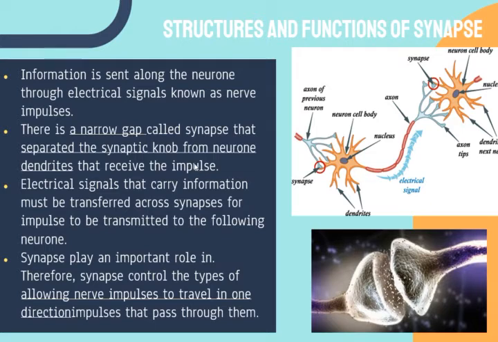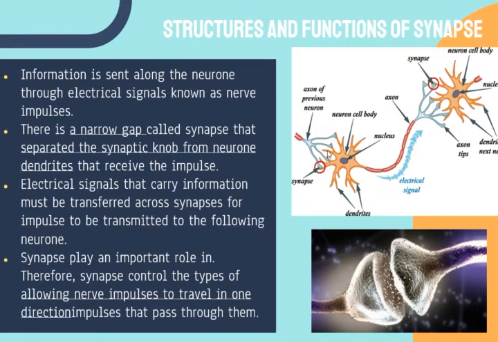So what is a synapse? It is a narrow gap between the synaptic node and the dendrites of the other neuron. This is an example of the synapse. This is referred to as the axon terminal. There is a synaptic node here, and this is referred to as the dendrites of the other neuron. So the narrow gap here we call synapse.